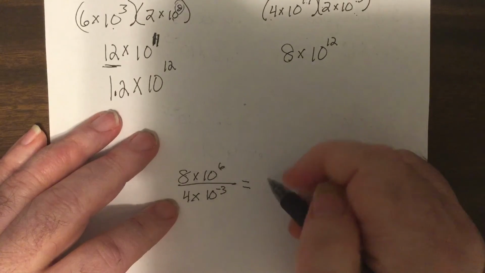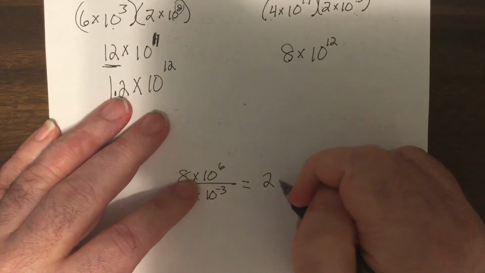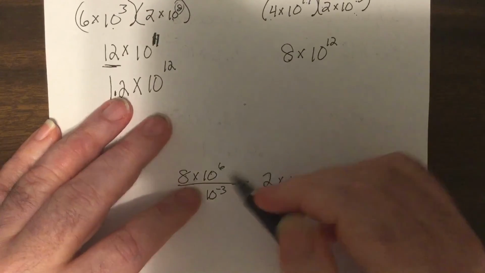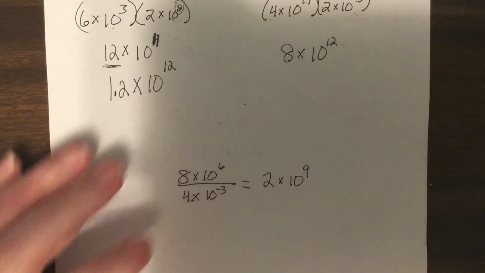8 divided by 4 is 2. And when you divide two things with the same base, you subtract the powers. So that would be 6 minus a negative 3, or 6 plus 3 is 9.